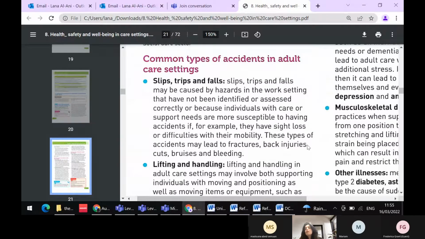There are also common types of accident, like any slips, any trips, any fall. That happens all the time, right? Because maybe the floor is slippery or their slippers are a little bit old, so they slip and they hurt themselves, they have injuries. And all this affects their mobility, affects their brain. They might have bleeding, bruises, cuts.